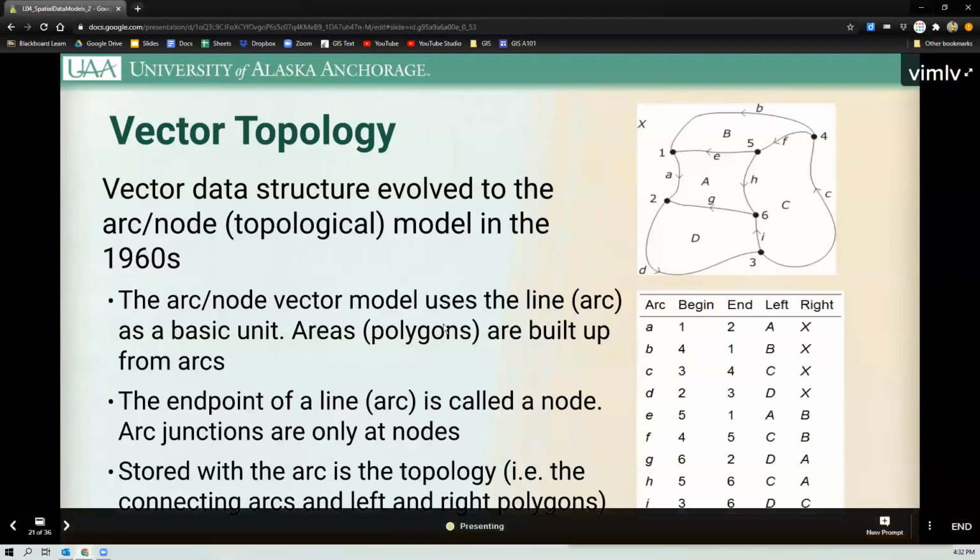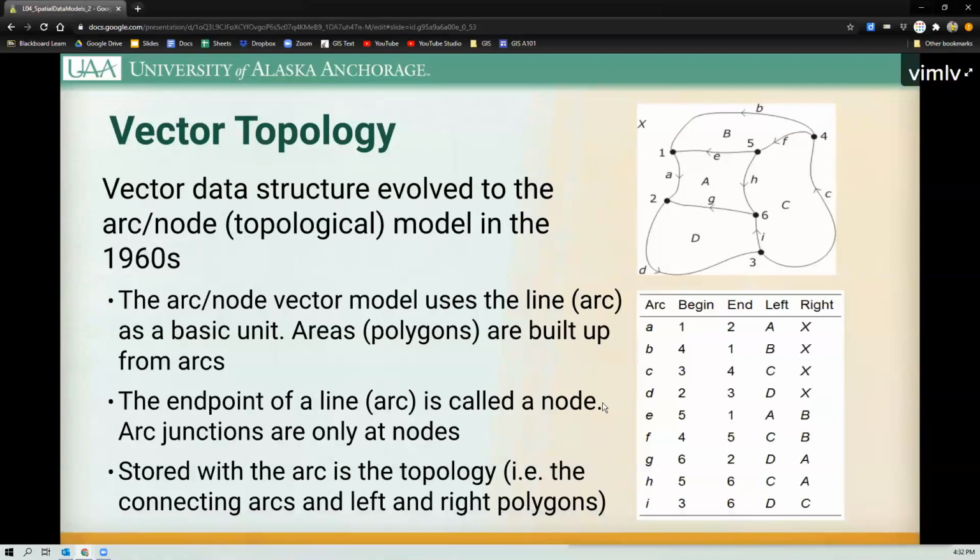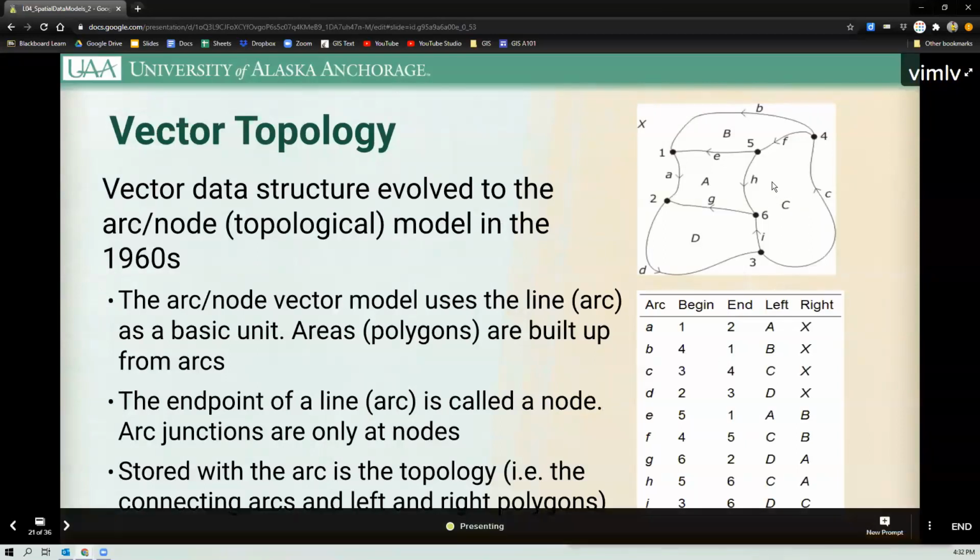So there's some vocabulary that we've already brought up a little bit, but the start and end of your line or your arc is a node. The connection between those you can refer to as a line and a node, and one of the reasons that's helpful is understanding that you can represent this connection in different ways.